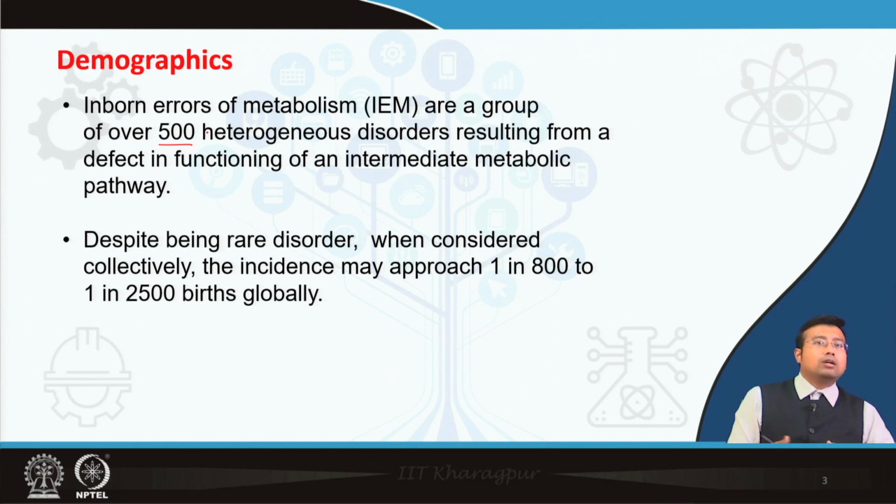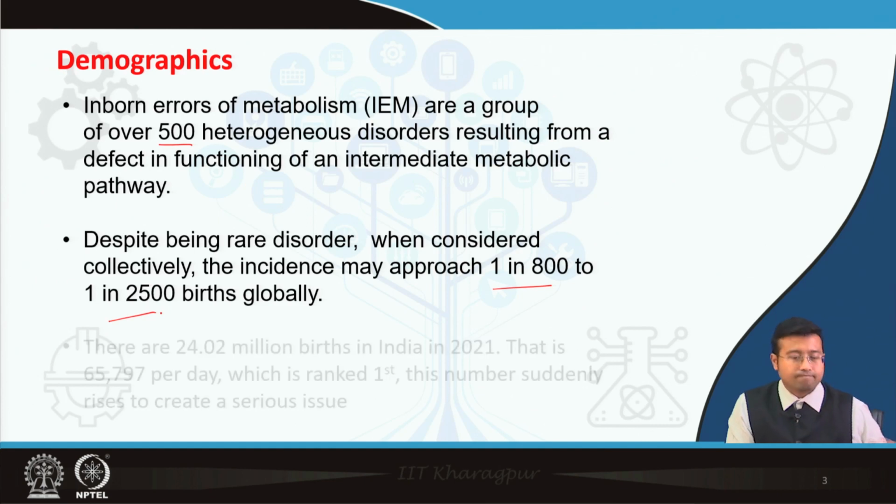For example, disorders like diabetes, hypertension, and thyroid disorders are very common. They can be found in almost every family, among neighbors, and who not. Every 1 person in 10 may have those disorders, but these are not that common. Individually they might be very rare. When we collectively consider all the commonest and rarest disorders, the incidence may be 1 in 800 to 1 in 2500 births worldwide.